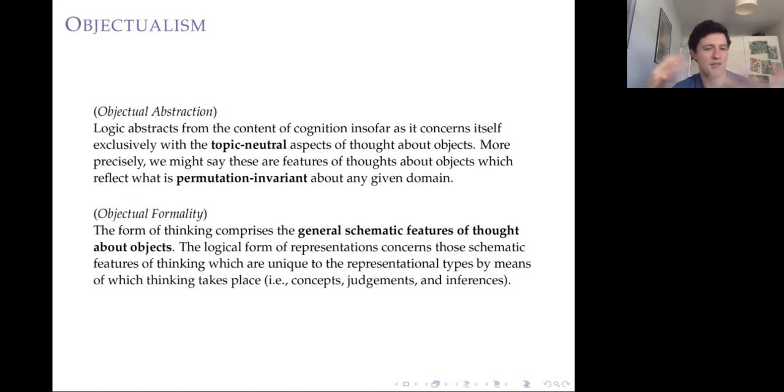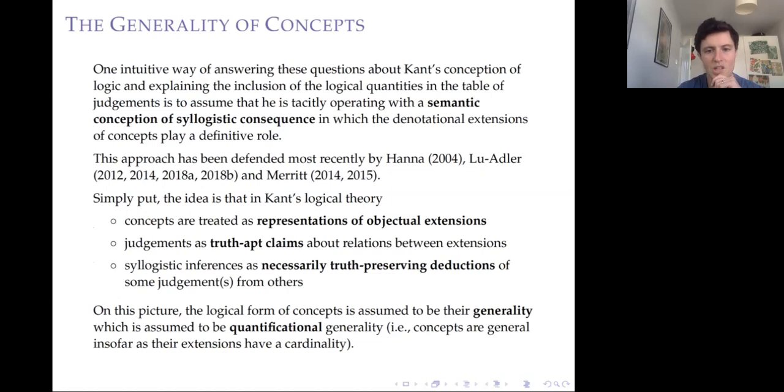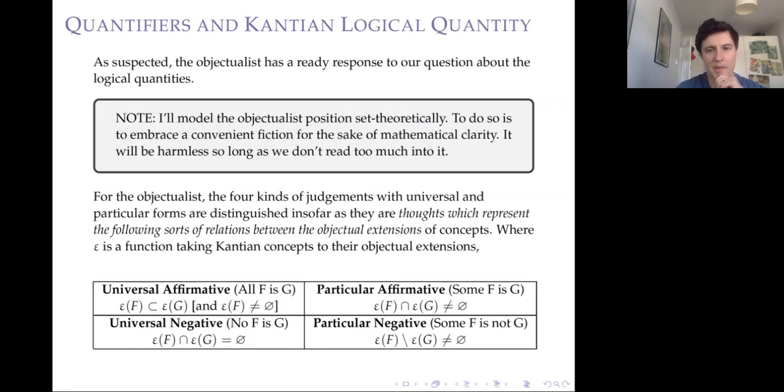And this gives us an obvious sense in which logic is formal. It concerns itself with the general schematic features of thought about objects. And then the logical form of representations are the corresponding aspects of that thinking as outlined here. Okay, so what does it then mean to talk about quantifiers in logic? Well, we end up with a fairly obvious and intuitive way of thinking about them.